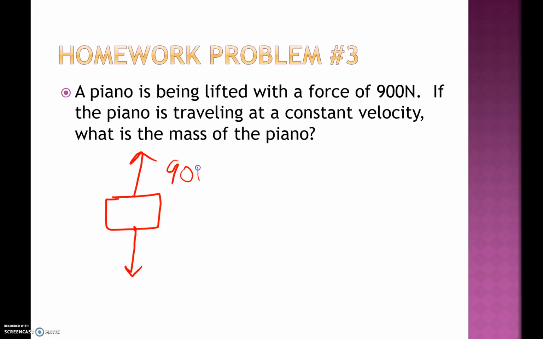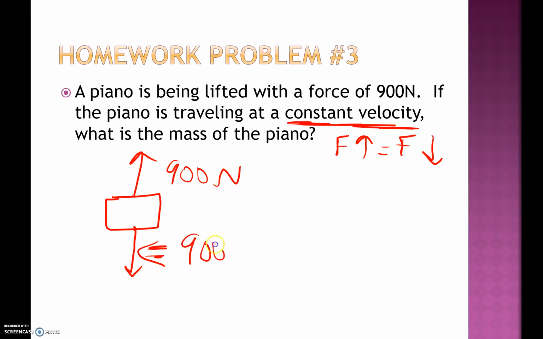Now, again, we see this constant velocity. Because it's being lifted, we know F up equals F down. So we don't have to do any calculation here, because guess what? If F up is 900 and we have a constant velocity, which means that the two forces are equal, that means that this right here should also equal 900 newtons.